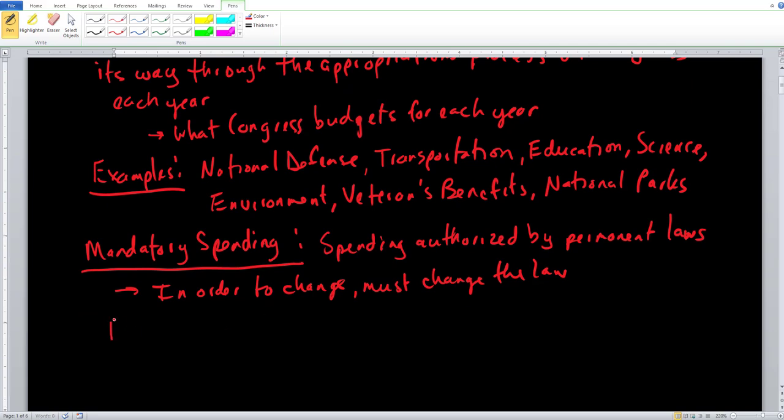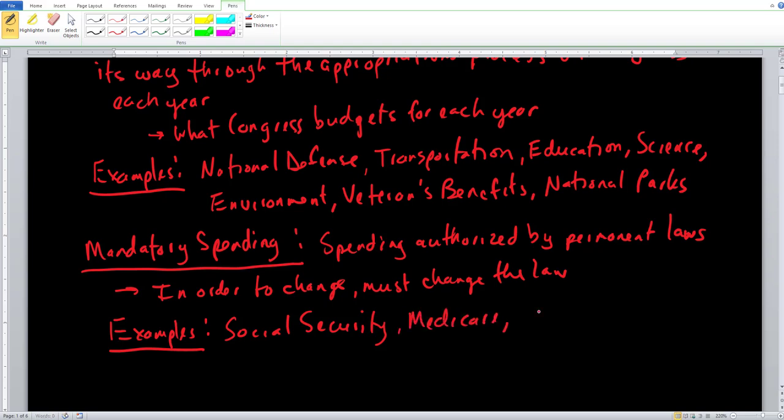A few examples of mandatory spending. This is where a lot of welfare components do come into play. So things like Social Security. If we actually want to change the spending component of Social Security, we need to change the law. If we want to raise the minimum age, we have to change the law. And of course, that is going to be very, very difficult for us to do with any political party. Things like Medicare, and we have interest payment on the federal debt.